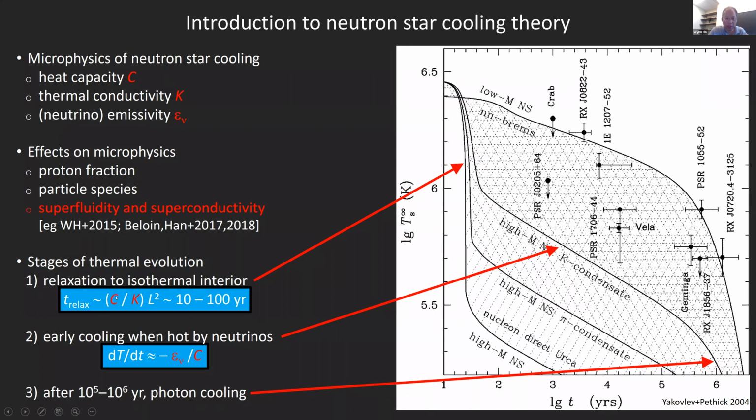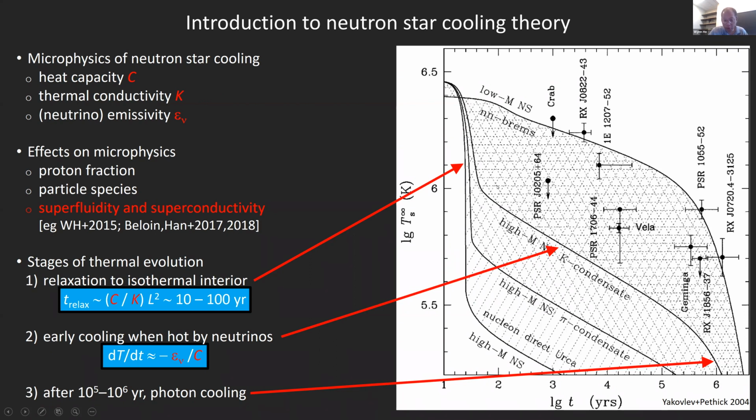And this state, how long this takes depends on the heat capacity and the thermal conductivity, and it can take between roughly 10 to 100 years. Okay. Let's see, 10 to 100 years roughly. And then in the first roughly a million years, the neutron star is cooling by neutrino emission.